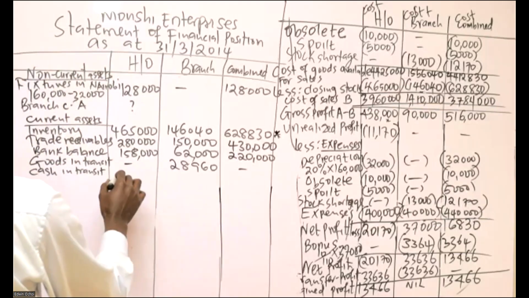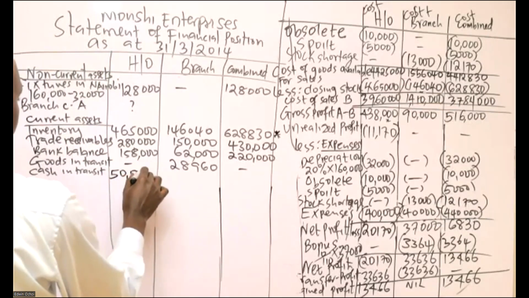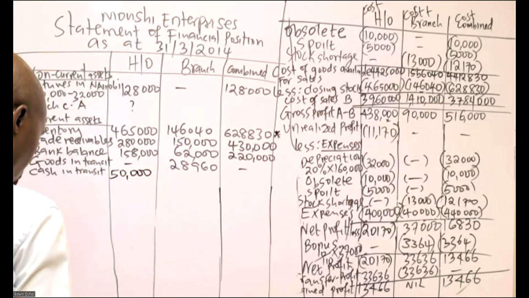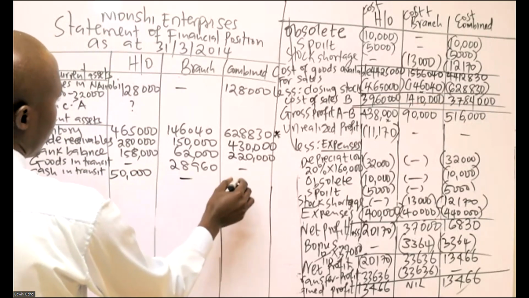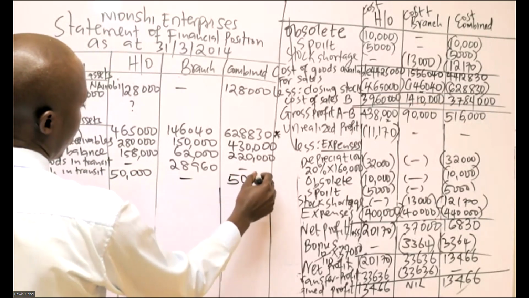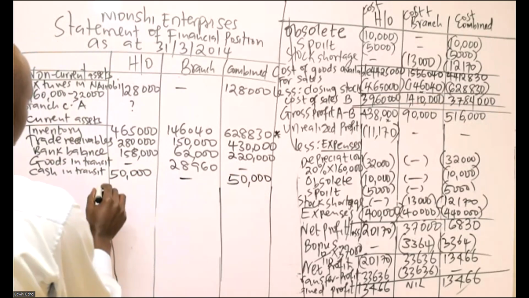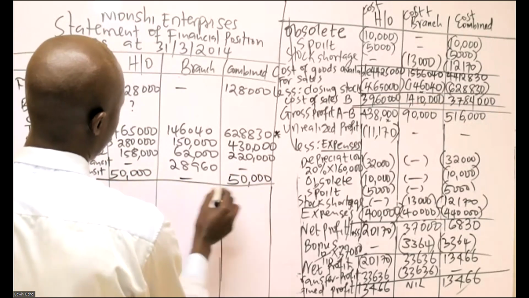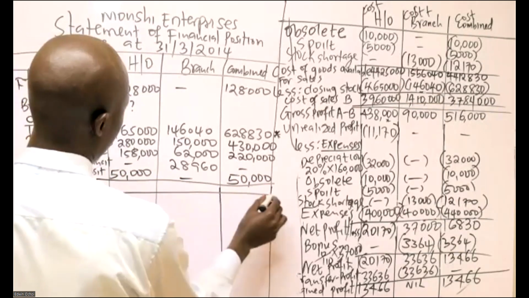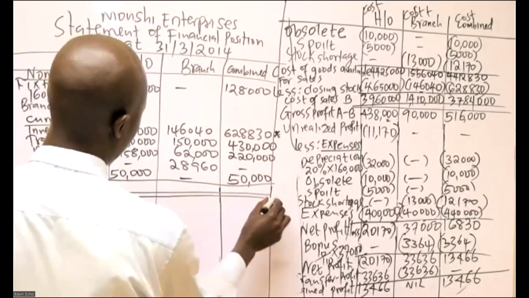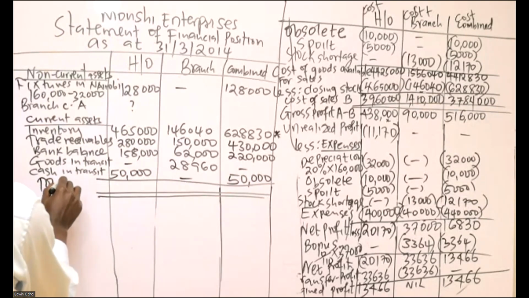Cash in transit, it was heading to the head office. That is note two: Mombasa branch sent cash amounting to 50,000 to the head office. This one we have to record here. So up to that point, we have total assets.